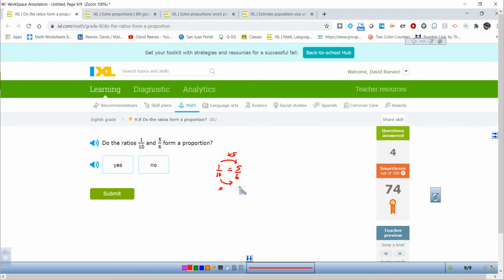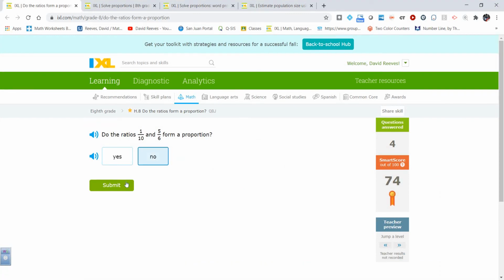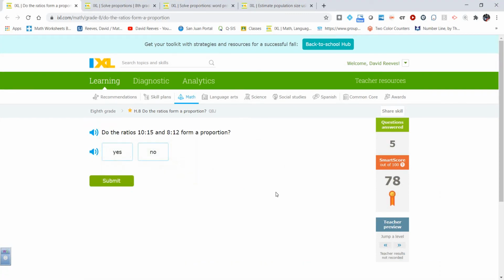If I did 10 times 5, this should be 50. So if they were going to be equivalent to 1/10, that would have to be 50, right? And it's clearly not 50. If we did our cross product, 10 times 5 is 50 here. 1 times 6 is 6, and 6 does not equal 50. So this one is not even close to being a proportion.